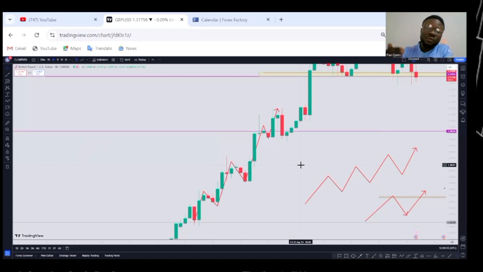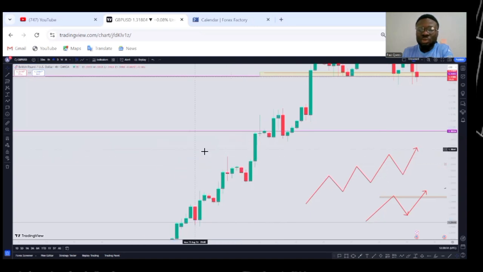Other than that, if you are going to use the wrong time frame and you are going to get stopped out, coming here to complain that it doesn't work, it's your own fault. So before you take an entry, make sure you are taking an entry on a stronger area of interest, or stronger support or resistance.